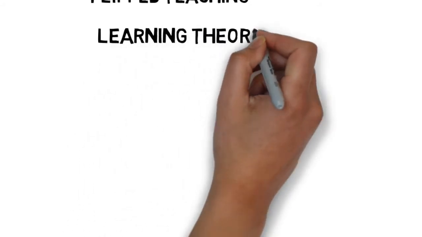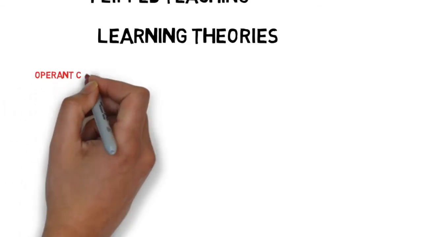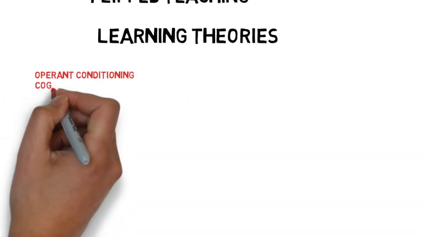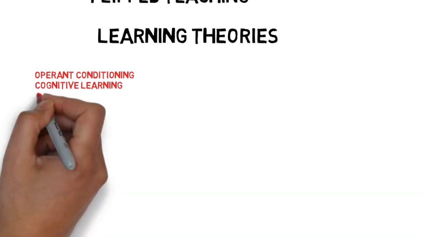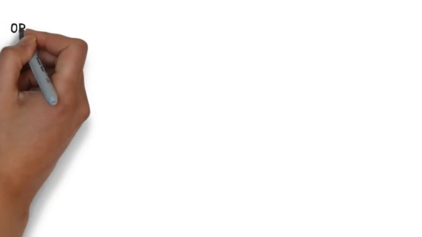There are three main learning theories that we need to look at: operant conditioning, cognitive learning theory, and social learning theory. We need to be able to describe and then evaluate each one of these. So let's get started. Operant conditioning.